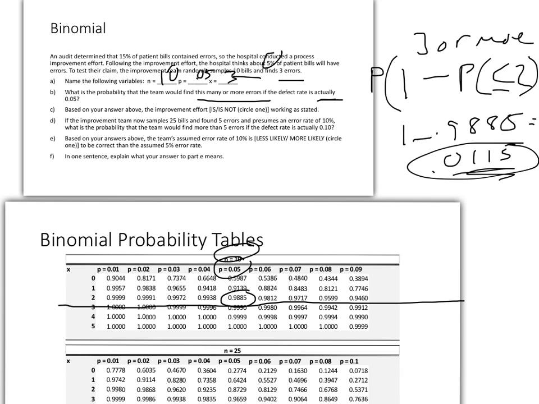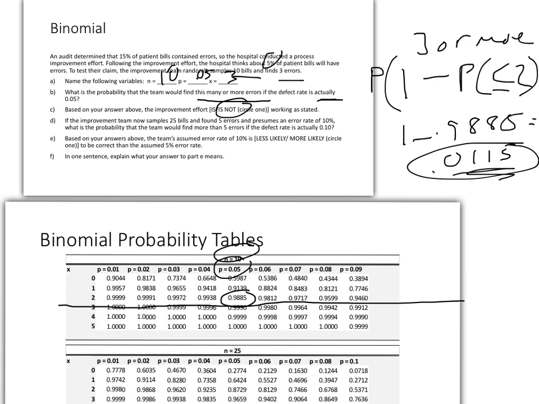Okay, so almost 99% of the time, if your error rate was really 5%, you would almost never get this result, right? 1 in 100 times or thereabouts. So based on the answer to that, what would we say? Is this working as stated or not? Well, it seems very unlikely. So I would say it is not working as expected, because we found 30% of our sample had errors.